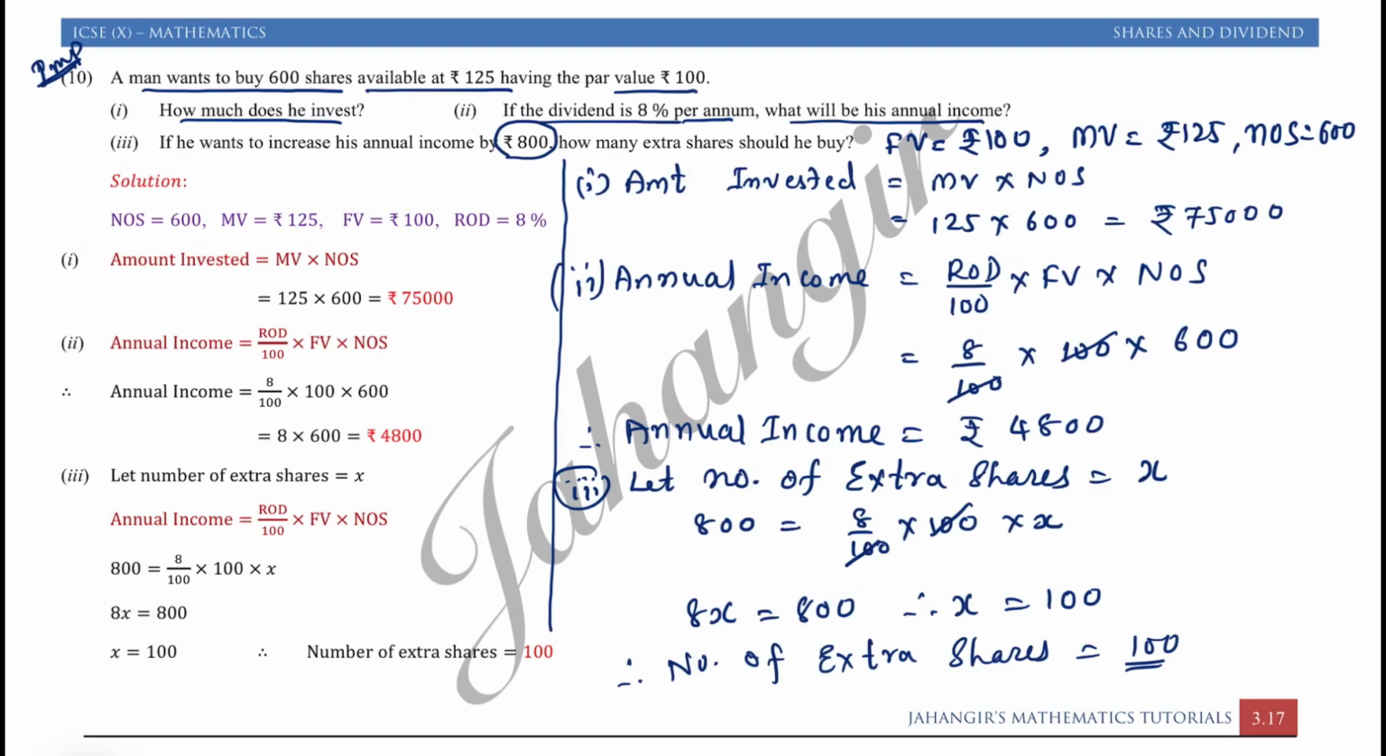In this way you can do it, but sometimes a student takes the annual income 4800 and adds 800 to it, so it becomes 5600. Then the student finds the number of shares that should be there to get 5600 income, and then subtracts the original 600. That is a very complicated method, don't use it. Better to just consider the extra shares as x, then 800 is the income on the extra shares x.